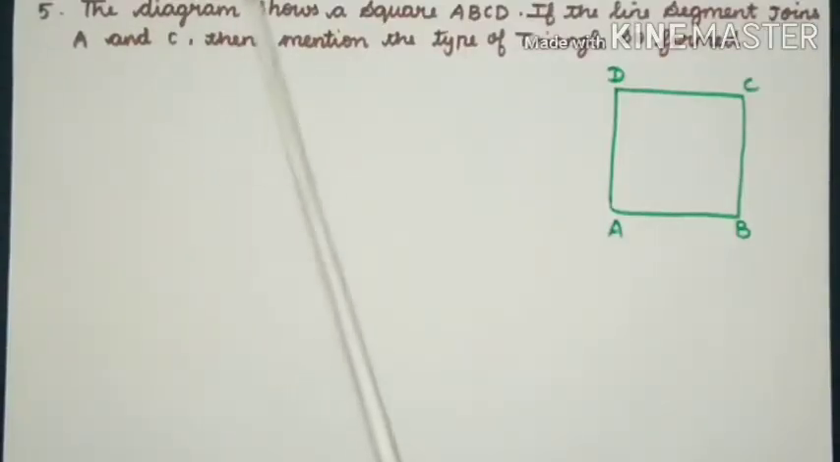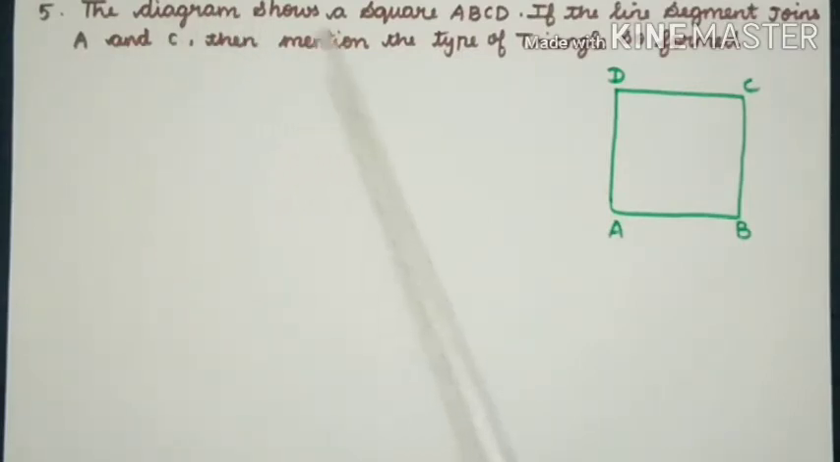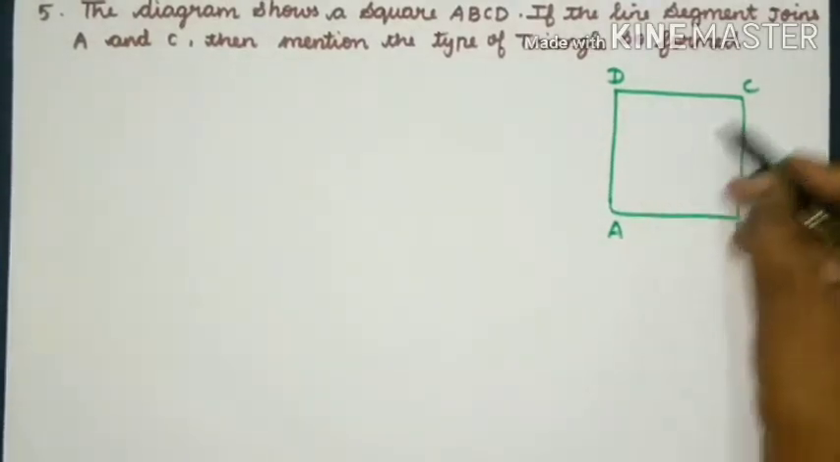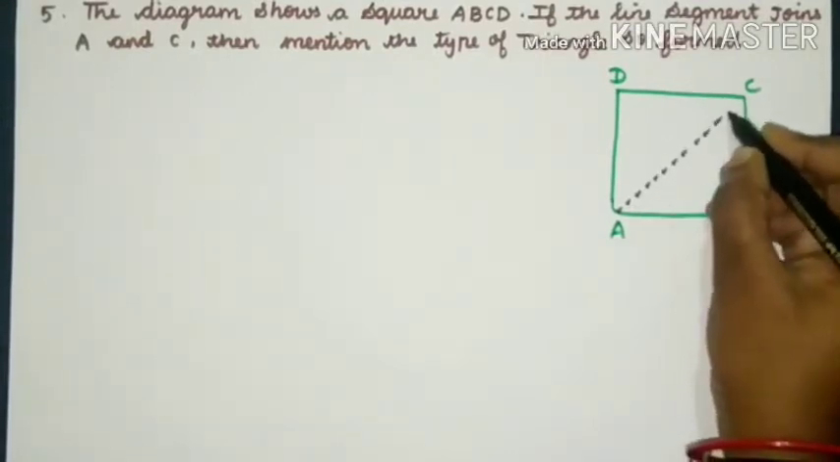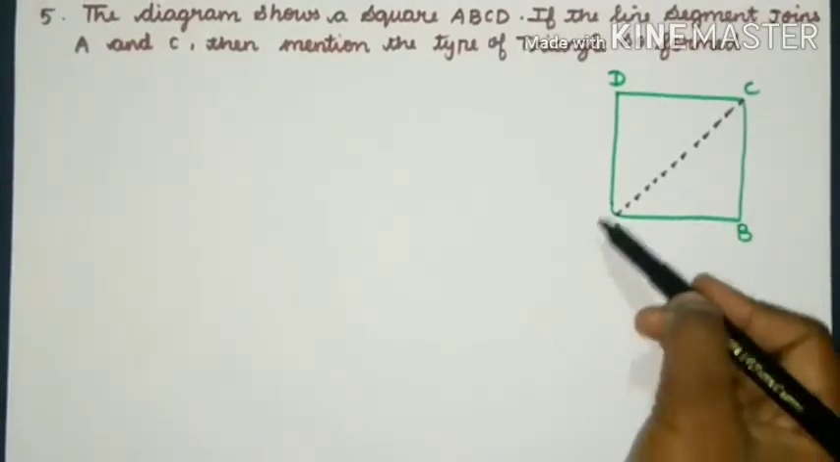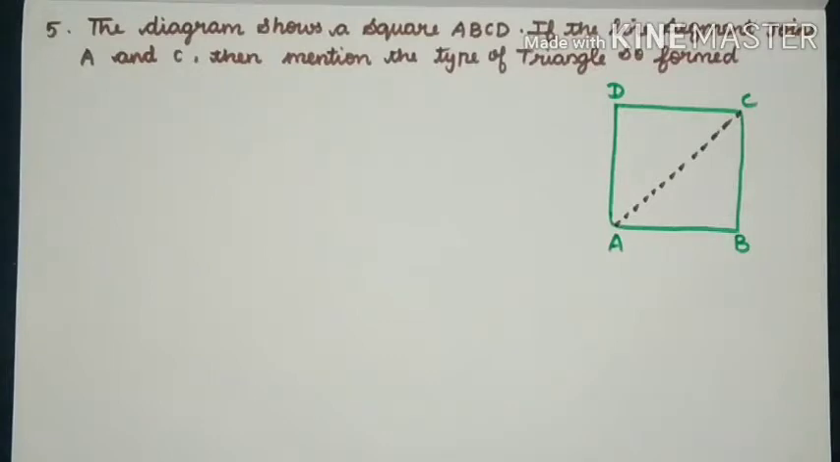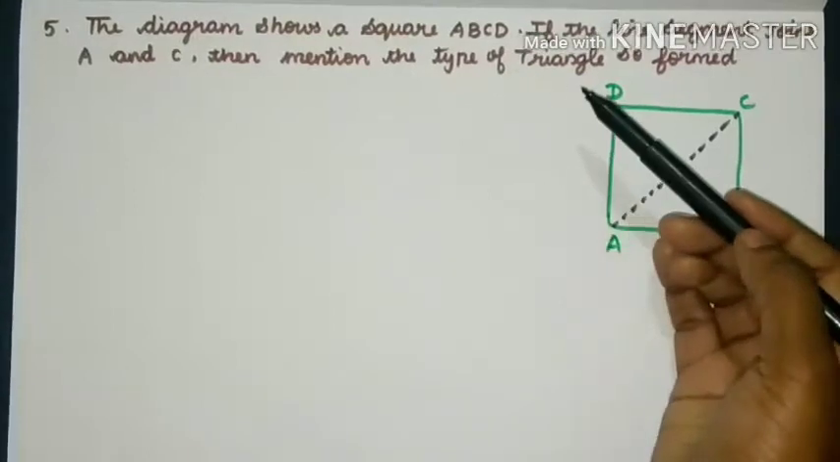Fifth one. The diagram shows a square ABCD. If the line segment joins A and C, then mention the type of triangle so formed. See here, the given question is a square ABCD. Then the line segment joins A and C. After joining the line segment A and C, we have to find the type of triangle.